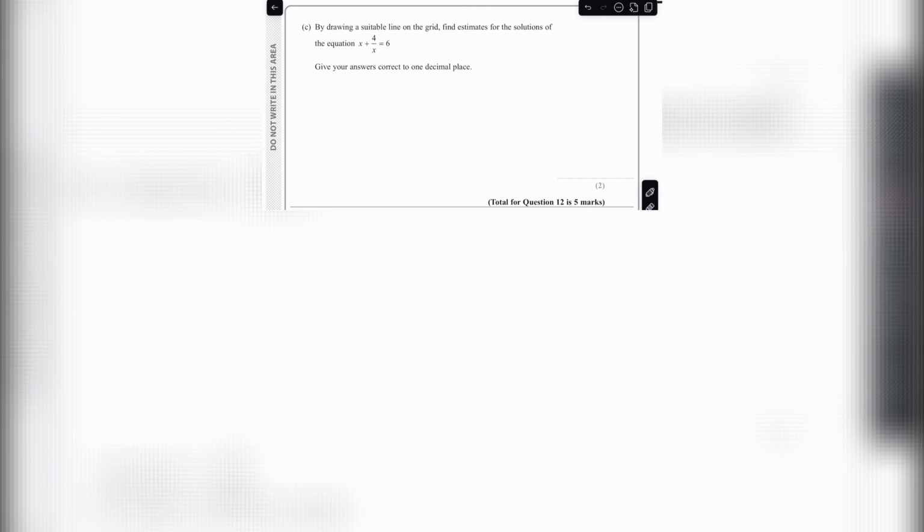In the final part of this question, we are told that by drawing a suitable line on the grid, find estimates for the solutions of the equation x plus 4 over x equals 6. So the first thing I'm going to do is state that the equation y equals a half times x plus 4 over x, because that's the equation of the graph we drew in the previous part. And given x plus 4 over x equals 6, I can state that y equals a half multiplied by 6, and that equals 3.